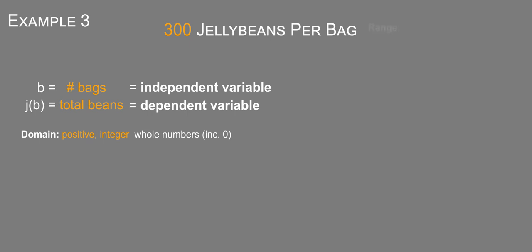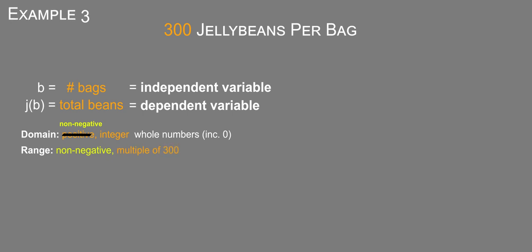And for the range, again, we know it's going to be positive, or it's going to include 0, because if you purchase 0 bags, you're going to have 0 beans. But I guess positive isn't necessarily correct for the domain either. We'll call it non-negative, so that way it includes 0. And with the range, we know it's going to be non-negative, and we know it's going to be a multiple of 300 because there are 300 beans per bag. And we'll go ahead just to clarify, and 0.